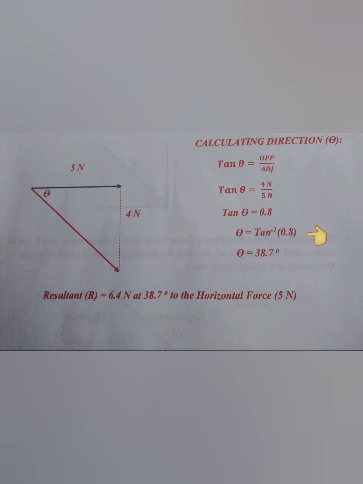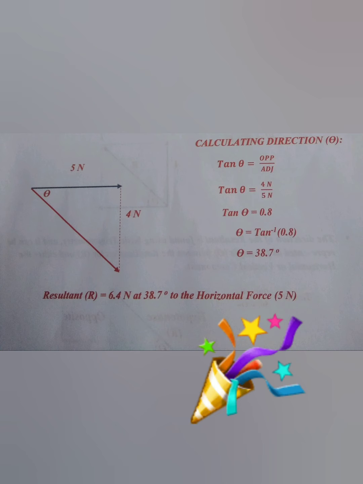The next thing to do is to bring the tan to the other side of the equation, in which case it will become tan inverse. So in essence, the equation becomes theta is equal to tan inverse of 0.8. And when you work this out using your calculator, theta will ultimately become 38.7 degrees. In culmination, your resultant vector is equal to 6.4 newtons at 38.7 degrees to the horizontal force. That horizontal force is 5 newtons.